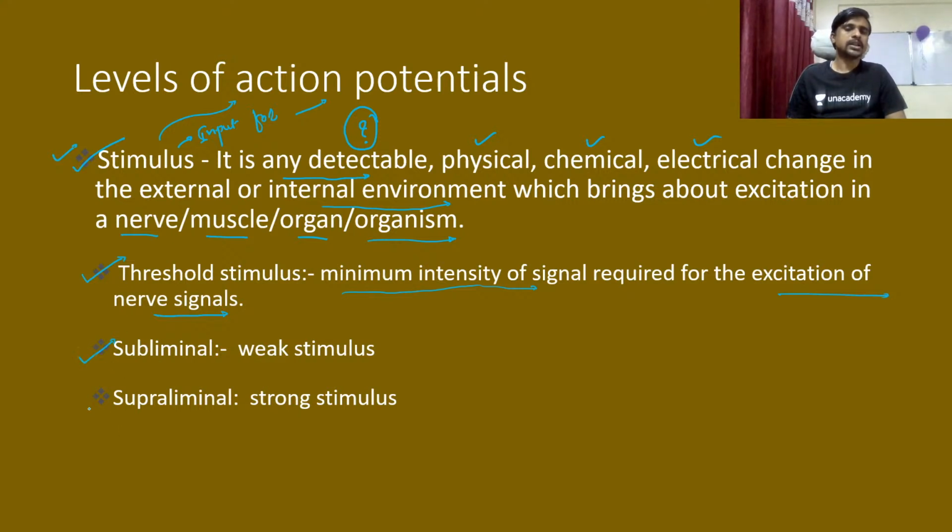Subliminal and the supraliminal. These are again two stimuli. So subliminal means weak. Okay, for example, this is the action potential. So the action potential requires this much stimulus, like minus 40. Okay, so this is minus 70. So your threshold stimulus should be a stimulus of minus 40.